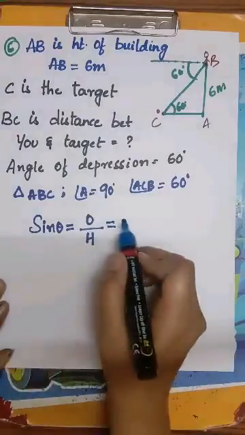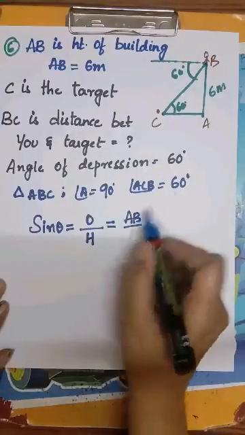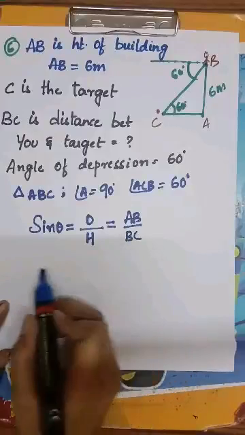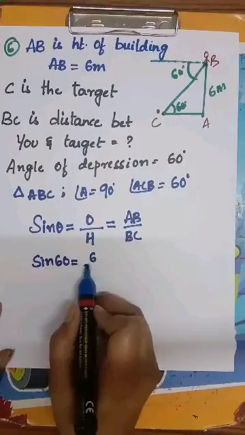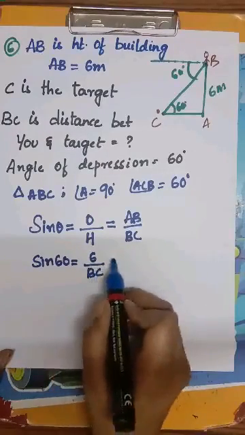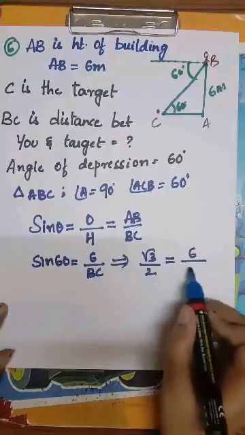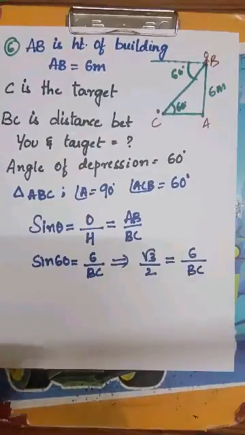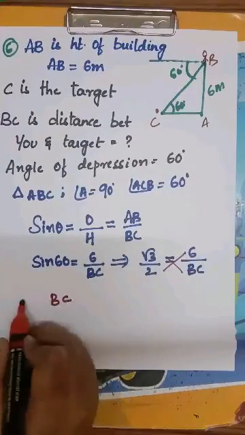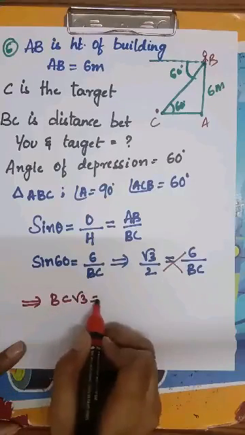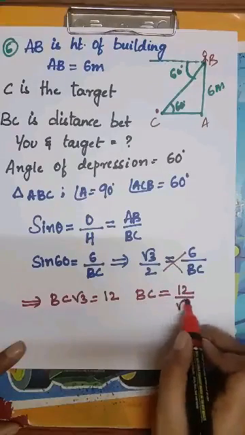That is O क्या है आपका? Opposite to theta AB. O is AB. H is what? BC. थीटा की वैल्यू कितनी दे दी माँ? साइन 60. साइन 60 इज इक्वल्स टू AB 6 बाई BC. साइन 60 वैल्यू इज √3/2. √3/2 इज इक्वल्स टू 6 बाई BC. चलिए क्रॉस मल्टीप्लाई कर दीजिए माँ. 6 2 ज़ा 12. सो BC √3 is equals to 12. BC is equals to 12 by √3.